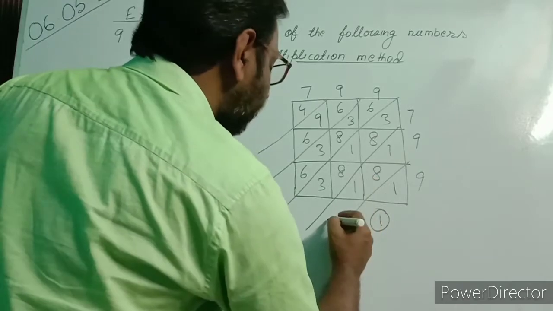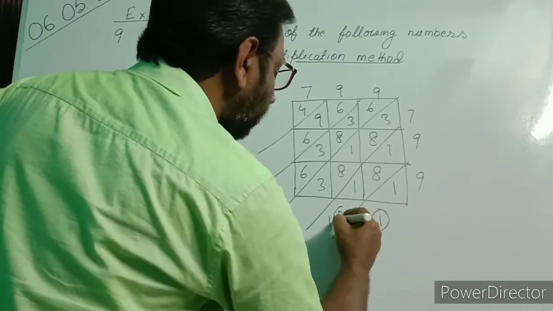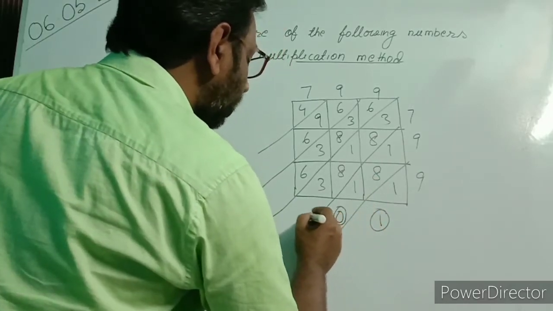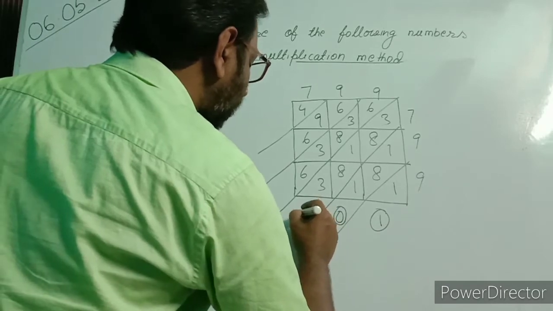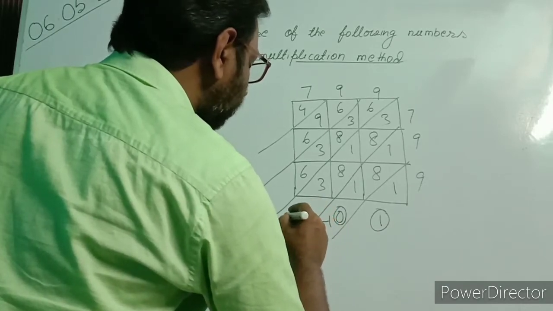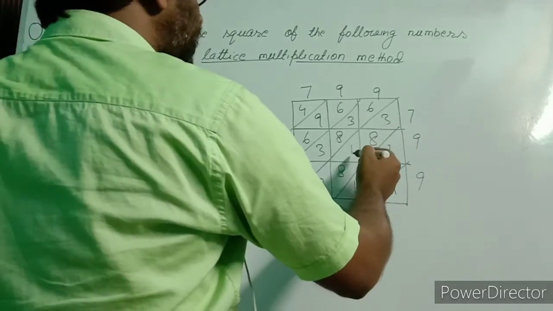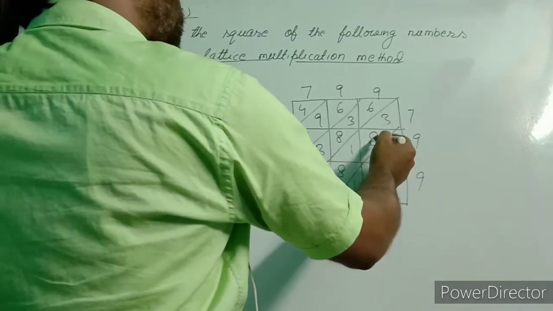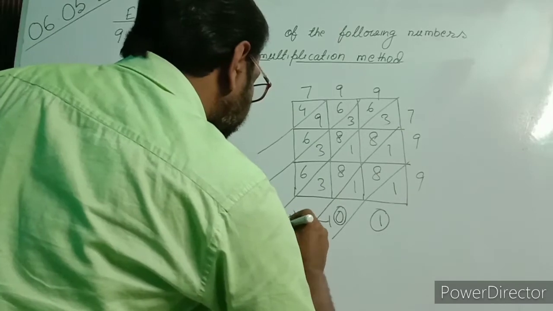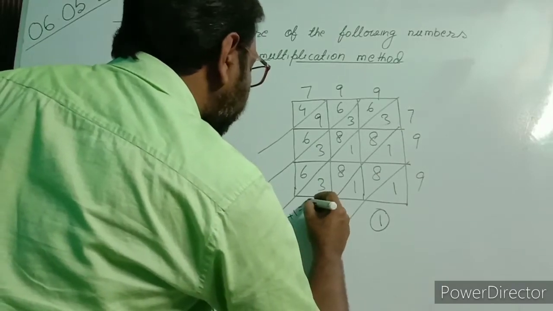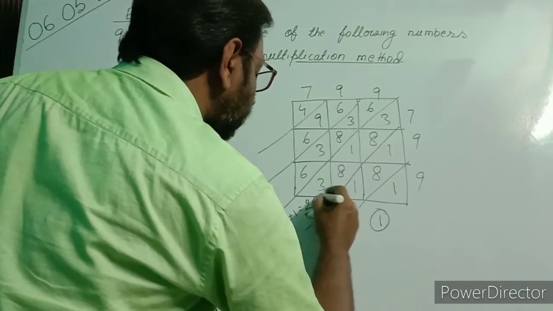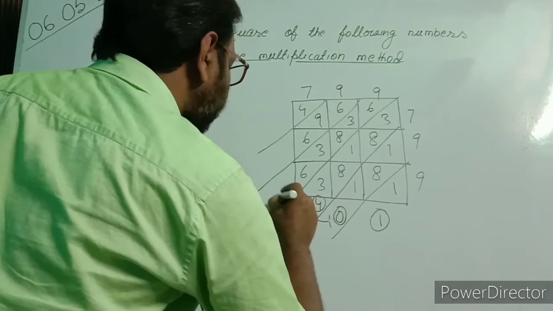Add this. This became 10. Circle unit digit and 1 you transfer here. Write 1 and before that you give the symbol of plus. What will you add? This is 3, 8, 11. 1, 12, 8, 20 plus 3, 23. 23 plus 1 equal to 24. Circle this 4. Transfer to here.